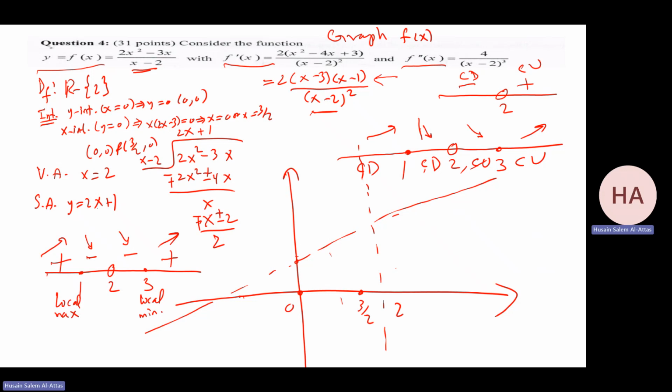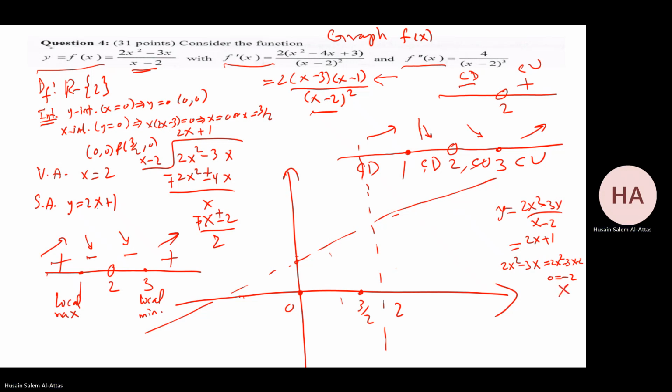Okay, by the way, will the graph cross the slant asymptote? We need to check. y equals 2x squared minus 3x over x minus 2. Will it equal the slant asymptote, which is 2x plus 1? Do the multiplication. So I have 2x squared minus 3x equal what? 2x squared minus 4x plus 1 minus 3x minus 2. So I have 0 equal minus 2. So for sure the function will not cross or touch the slant asymptote, because that is impossible.